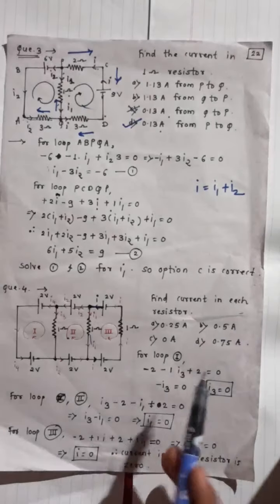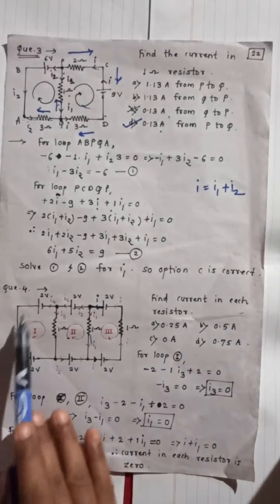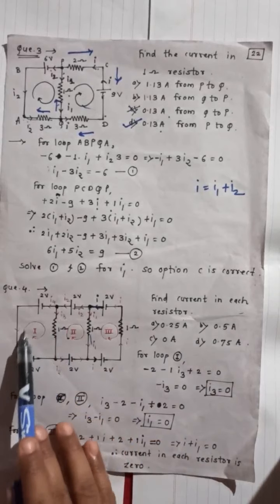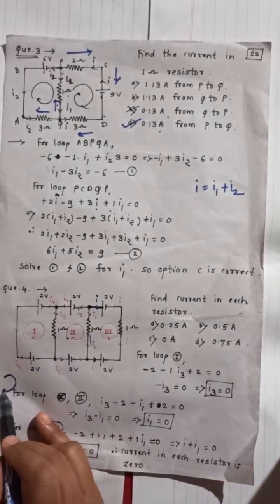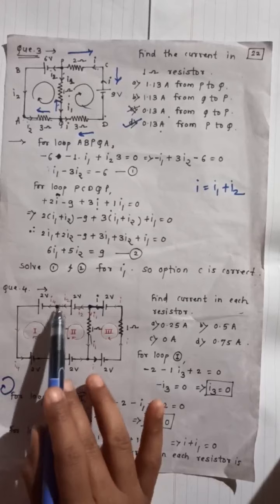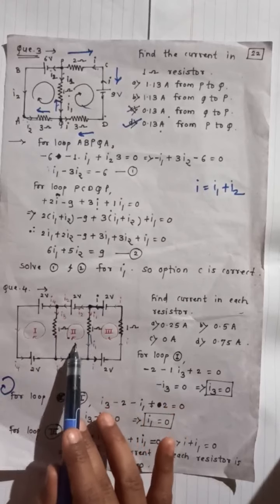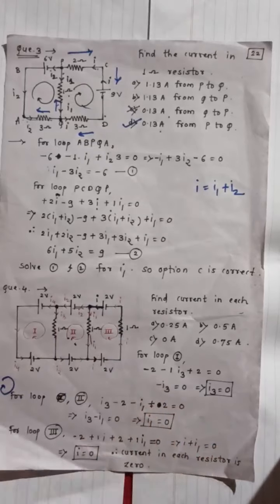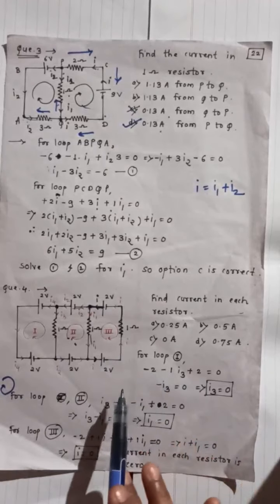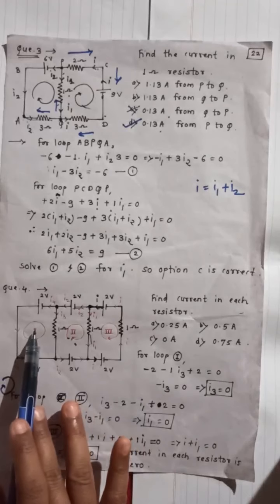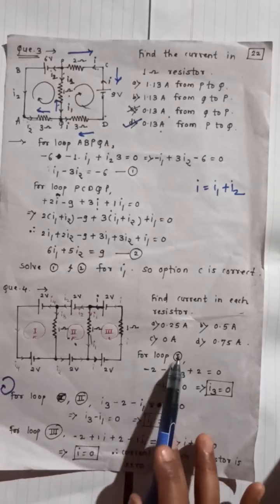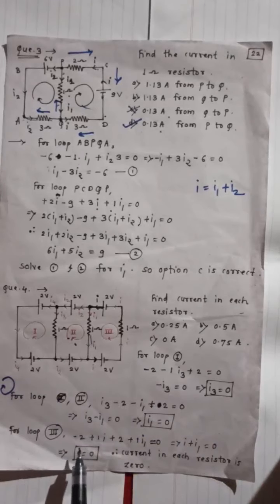Okay, so you decide the loops. This is the first loop. Okay, the direction is shown clockwise. Okay, this is the second loop, direction is also shown, and this is the third loop. So you set the 3 equations by assuming the 3 loops for the loop first, loop second and loop 3.